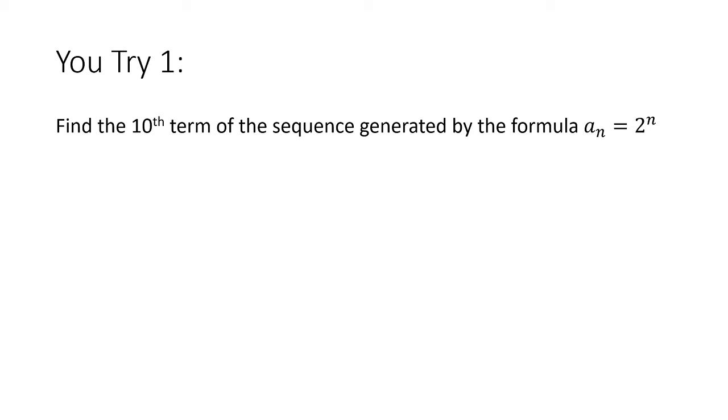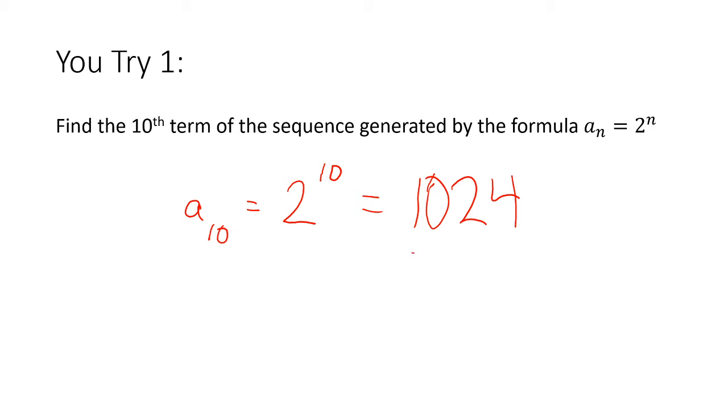Find the 10th term of the sequence generated by the formula a sub n equals 2 to the nth power. So the 10th is going to be everywhere that there's an n, I just plug in a 10. I'm going to need a calculator for this one. 2 to the 10th power is 1024. 1024. That is the 10th term of the sequence.